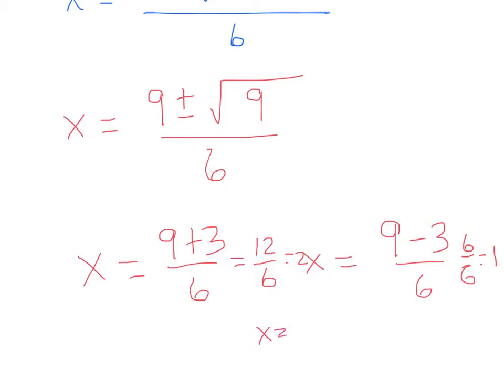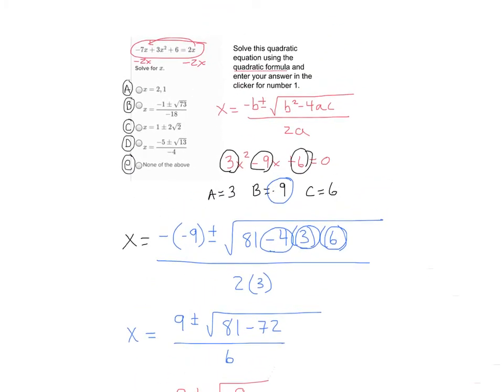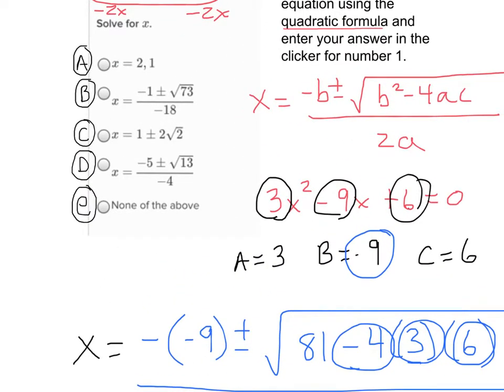So my answers are x equals 2 and x equals 1, which is A. Okay, now let's say you had gotten a decimal. How would you evaluate this right here to see if it's the answer you got? Yeah, you could just type in the calculator negative 1 plus the square root of 73 and press enter, and then divide by negative 18, right? And then see if that decimal matches the decimal you got. Does that make sense? And if it does, then you do negative 1 minus the square root of 73, and you press enter, and you divide by negative 18.